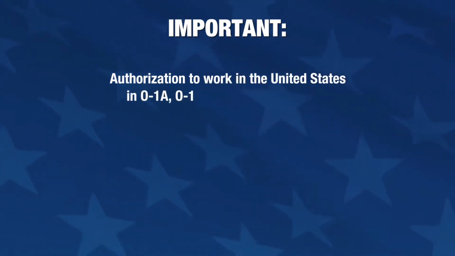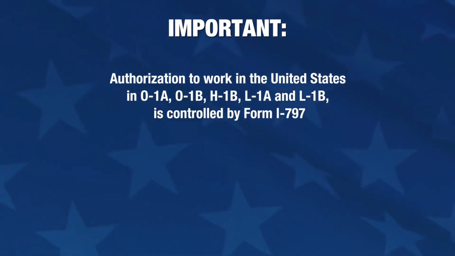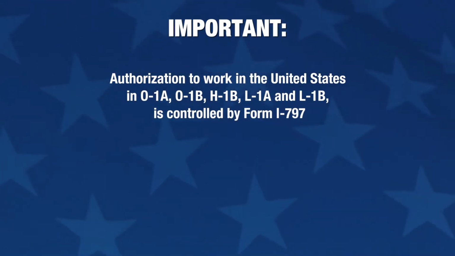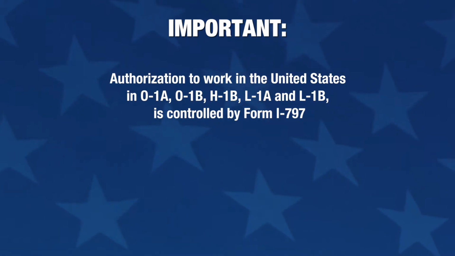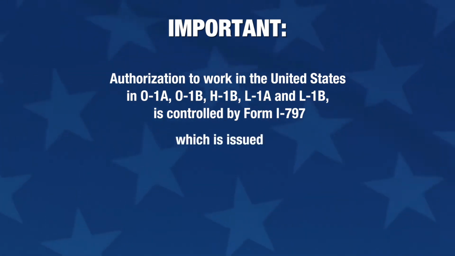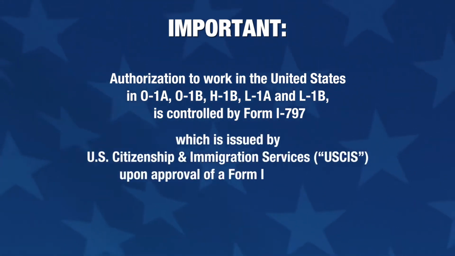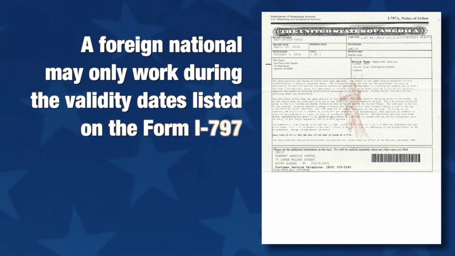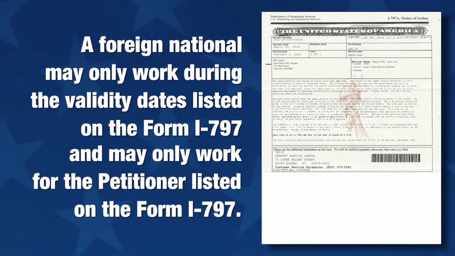Authorization to work in the United States in O1A, O1B, H1B, L1A, and L1B, for instance, is controlled by Form I-797, which is issued by U.S. Citizenship and Immigration Services upon approval of a Form I-129 petition filed by the U.S. employer. A foreign national may only work during the validity dates listed on the Form I-797 and may only work for the petitioner listed on the Form I-797.